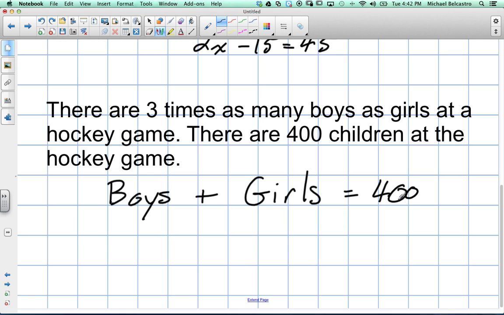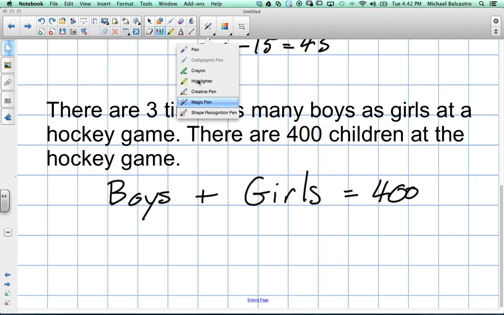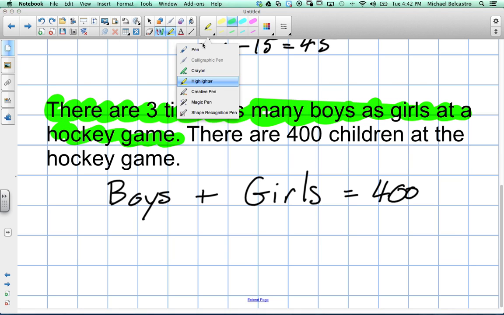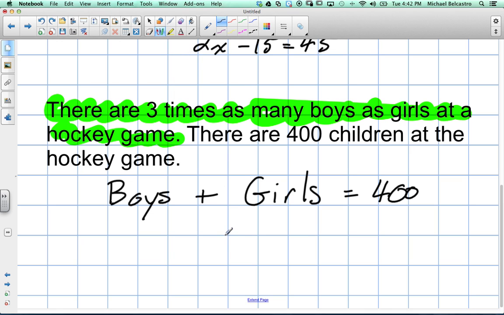Okay. So let's represent these with a variable x. Let's focus on just this question to start. There are 3 times as many boys as girls at the hockey game. How can we represent that? What would boys be equal to? 3x plus g would equal 400. Yeah, plus g. But in this case, 3x, okay?